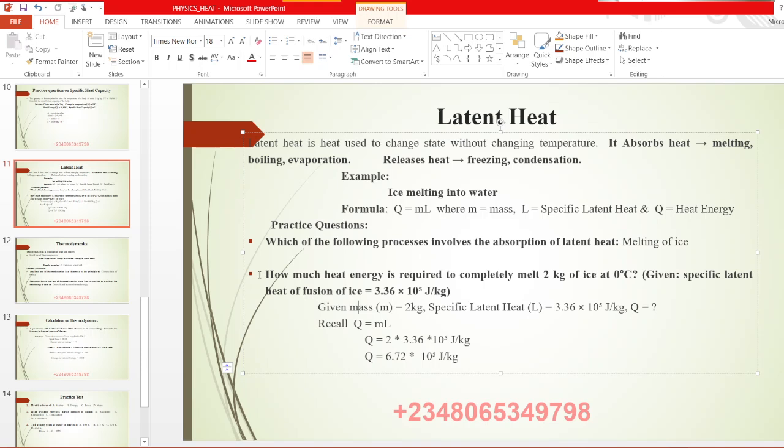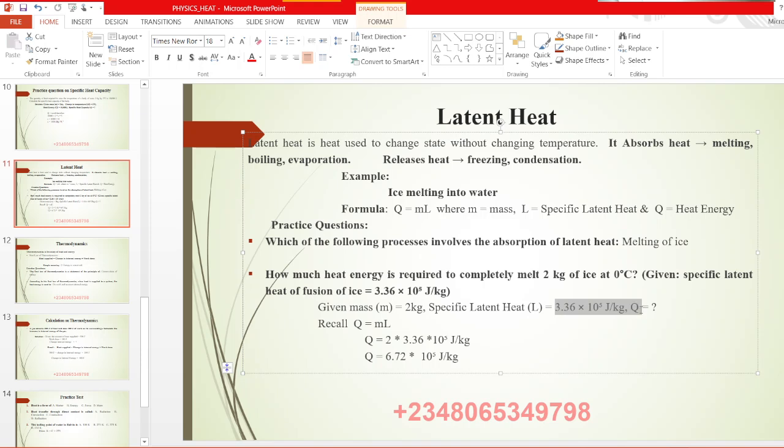So let's look at this question. How much heat energy is required to completely melt 2 kg of ice at 0 degrees Celsius, given the specific latent heat of fusion of ice as 3.6 times 10 raised to 5 joules per kilogram? Here it is talking about the heat applied to melt 2 kg of ice. So I recall that heat energy equals mass times specific latent heat, where the mass in this question is 2 kg, and the specific latent heat is 3.6 times 10 raised to 5 joules per kilogram.